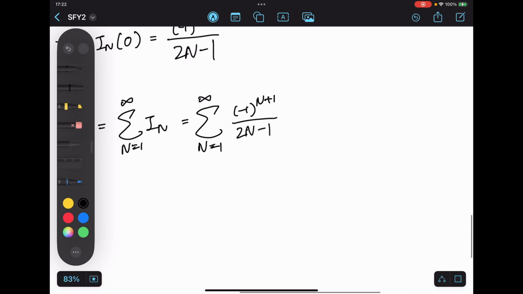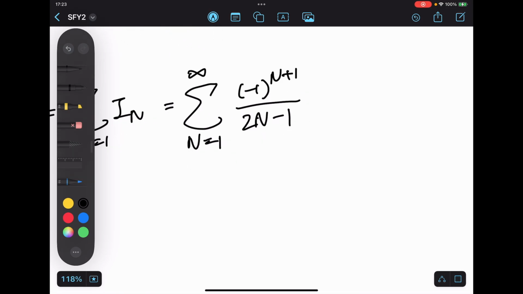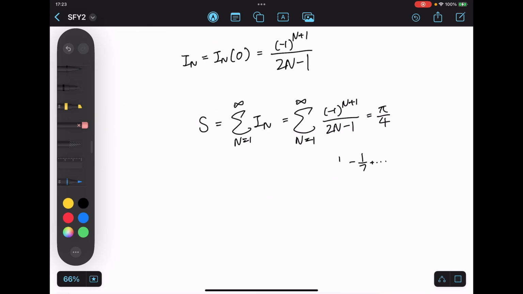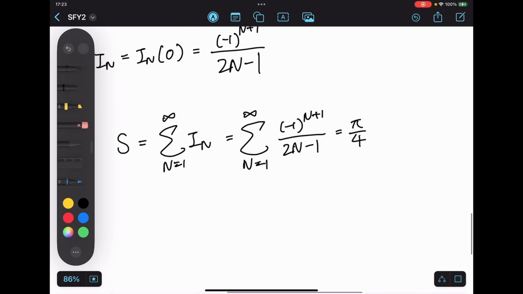Let's take a look at this. If we write it out in its expanded form, it's going to be 1 minus a third plus a fifth minus a seventh, on and on and on. It's just the alternating sum of the reciprocals of the odd numbers, and you don't even have to do a lot of calculus to know this. That's just the Leibniz formula for pi, and so this is exactly equal to pi over 4. And that is our value for S.